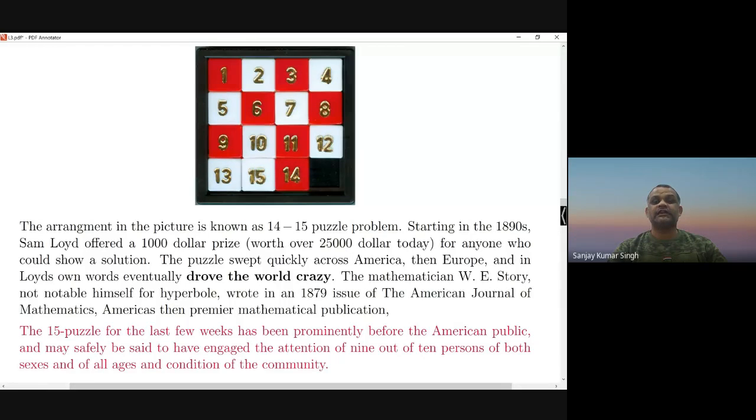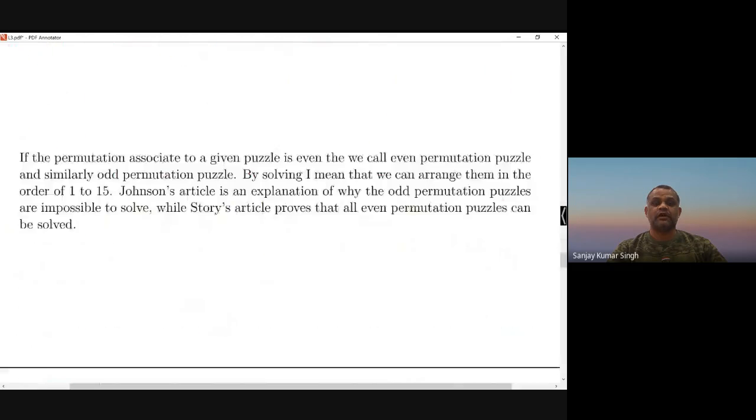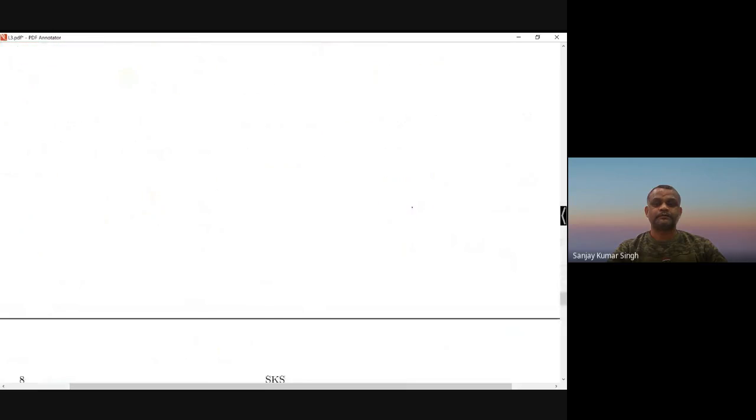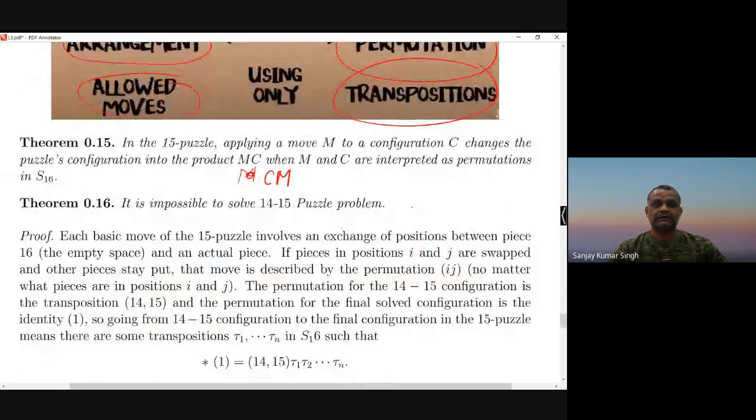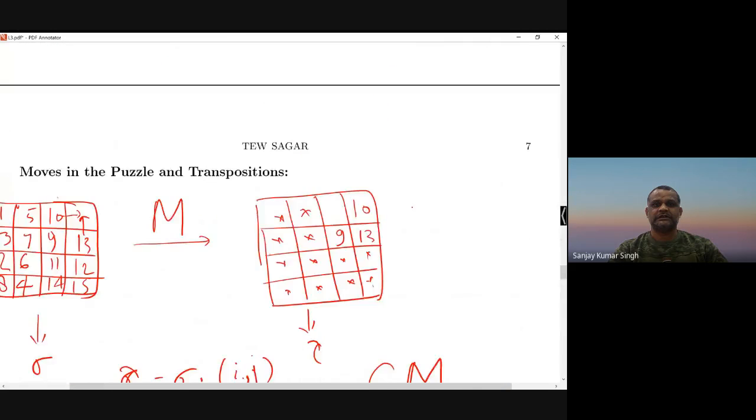So now the question is, can we make as many moves as we want and replace 14 here with 15, and get a final configuration of 1 to 15 in increasing order? The theorem says that no, this is a very small change, but still we cannot do this, and this cannot be solved. The reason, now I will explain you.